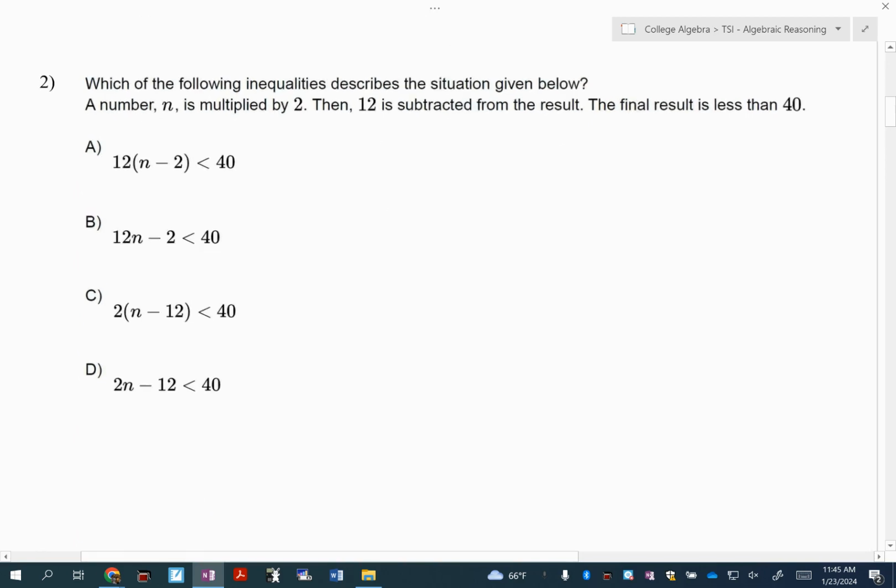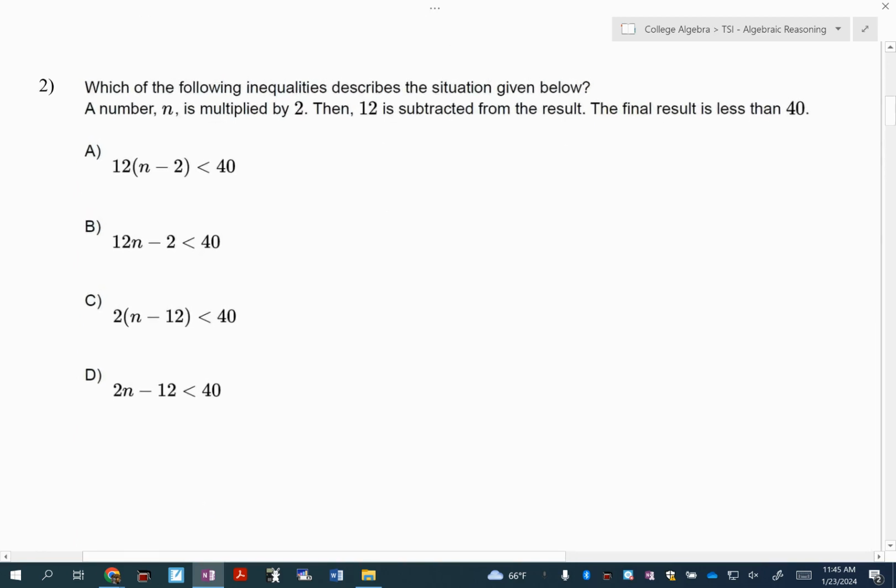Number 2, which of the following inequalities describes the situation given below? So number n is multiplied by 2, then 12 is subtracted from the result. So this doesn't have n being multiplied by 2. All right, and then in terms of this one, it does multiply by 2, but if you were to distribute this 2, you would actually end up then subtracting that result by 24. So the answer is going to be D. That final result is less than 40.